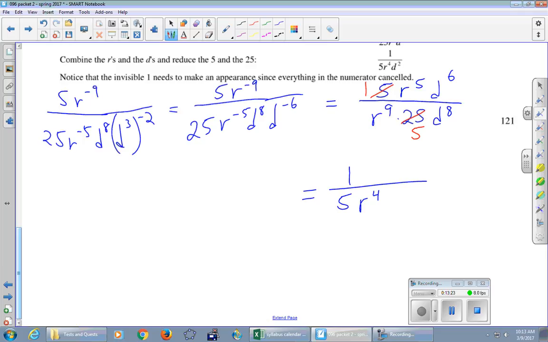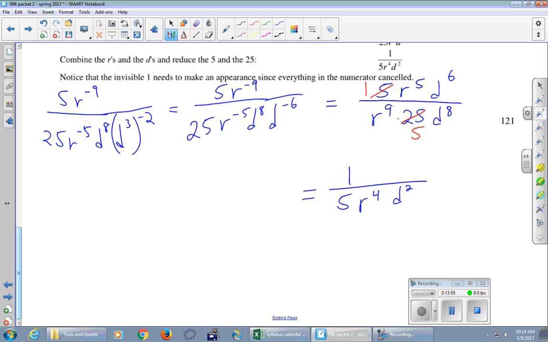Okay, and then the same technique here with d to the 6th and d to the 8. You subtract them. D to the 2nd, where? On the bottom, because that's where there are more of them. D to the 2nd. And that's it. 1 divided by 5, r to the 4, d to the 2nd. Questions on that one? Yeah, exponents are tricky.